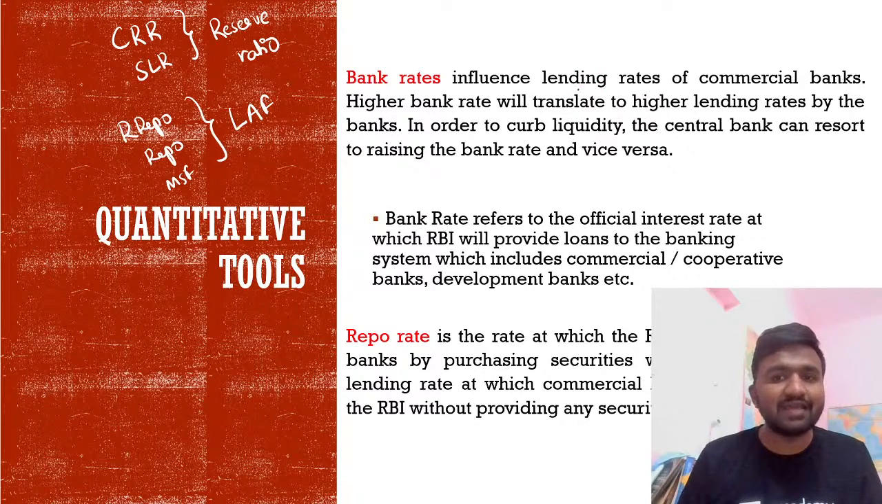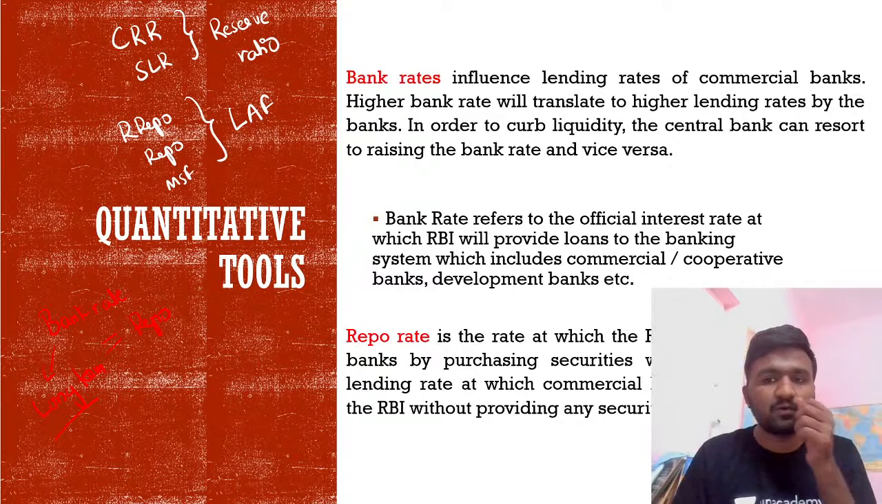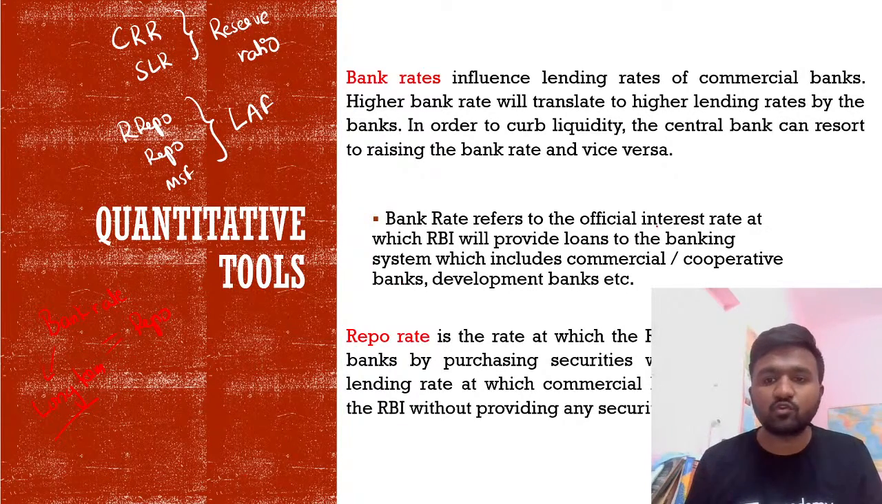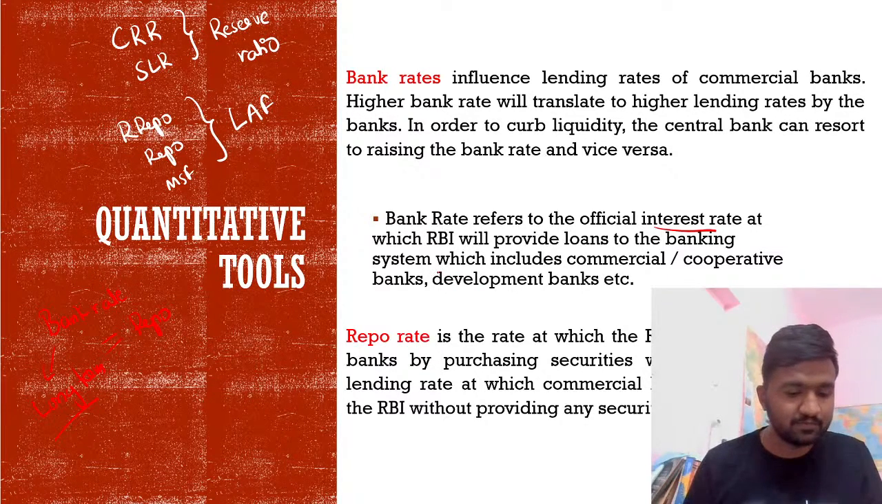Then we will see what is bank rate. Bank rate is that interest rate. It is the same as repo, but this is for long term. I told you repo is for short term and this is for long term. Bank rate refers to the official interest rate at which RBI will provide loans to the banking system.